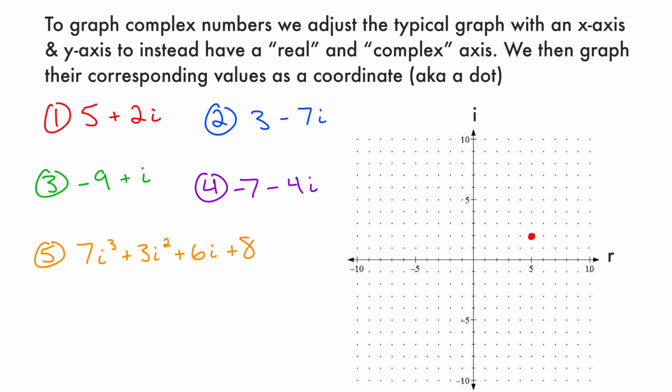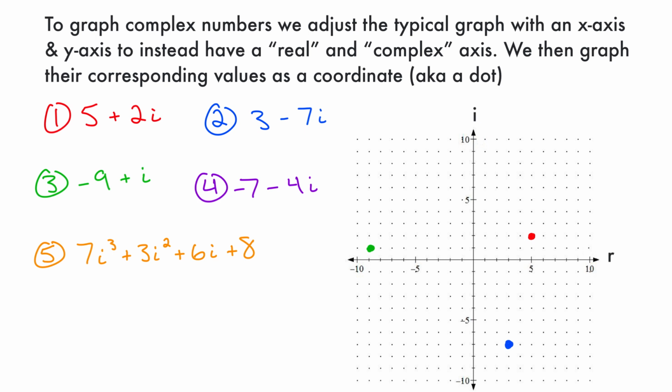Problem number 2, I have 3 - 7i. So in the real direction, I'm going to go positive 3, so it's right 3. In the complex direction, I'm going to go negative 7, which is down 7. So right 3, down 7. There is my graph for problem number 2. Should be relatively straightforward from here on out. Number 3, I'm going to go left 9 and up 1, which is right here, because the real component is negative 9, which tells me left 9. The complex component is positive i, which is up 1i.